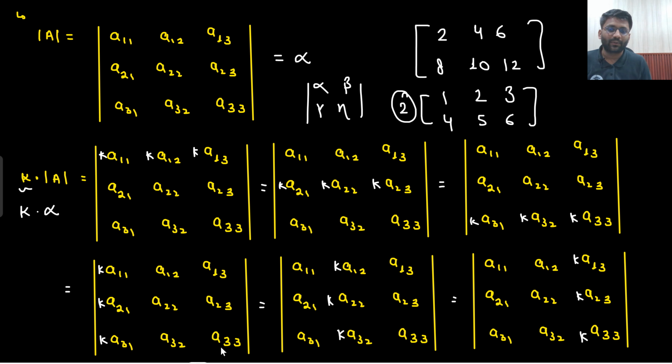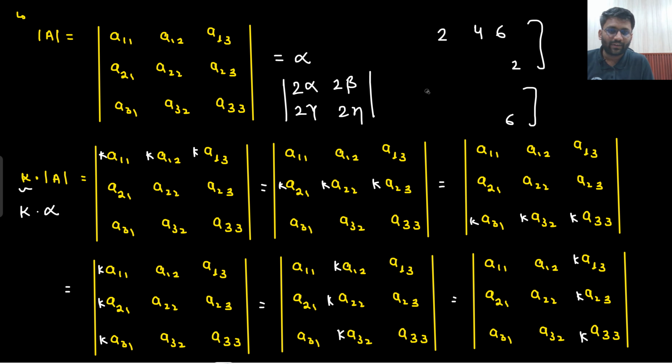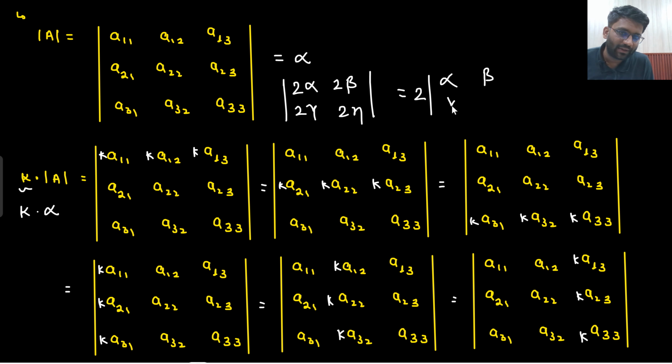Or if the scenario is that the values are written in this manner: 2 alpha, 2 beta, 2 gamma, 2 delta. Let me know what value can come outside. Is it correct that I take 2 outside, leaving alpha, beta, gamma, delta? You guys let me know. Is this correct? No, this is wrong.